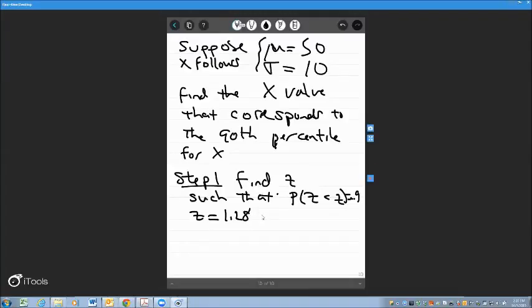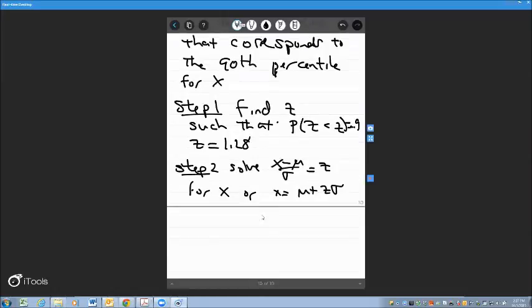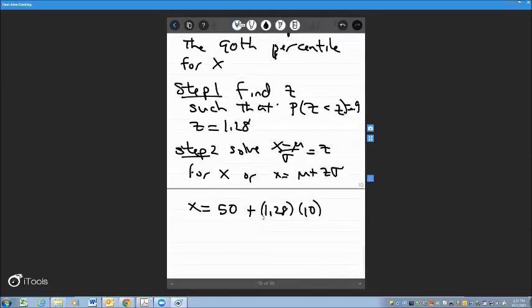So we figured out a z value of 1.28. So now the second step is solve x minus mu over sigma equals z for x. Or equivalently, x is equal to mu plus z sigma. So for this problem, x is 50 plus 1.28 times 10. All right, remember we had a mean of 50 and a standard deviation of 10. So that would give me 62.8.